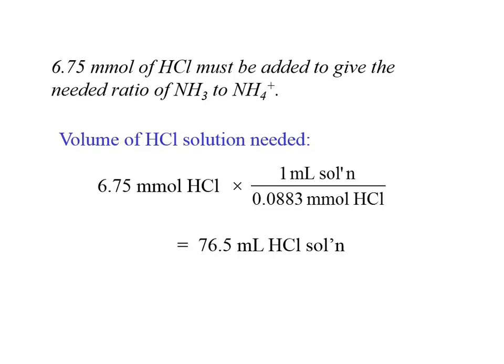76.5 milliliters of HCl solution is your answer, given that molarity, that target pH. It's a very practical sort of problem, potentially. So that was the second way to get your conjugate acid-base pair.